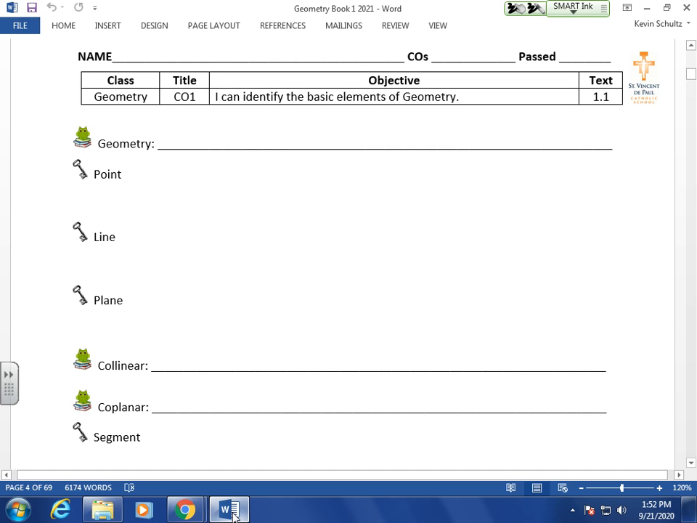And good day. We are covering Geometry CO1, identifying the basic elements of geometry. It is hard to believe that a whole branch of math, a whole subject, can be summarized in merely one line of a definition, but I've done it. I found a way to summarize it in one line of text.